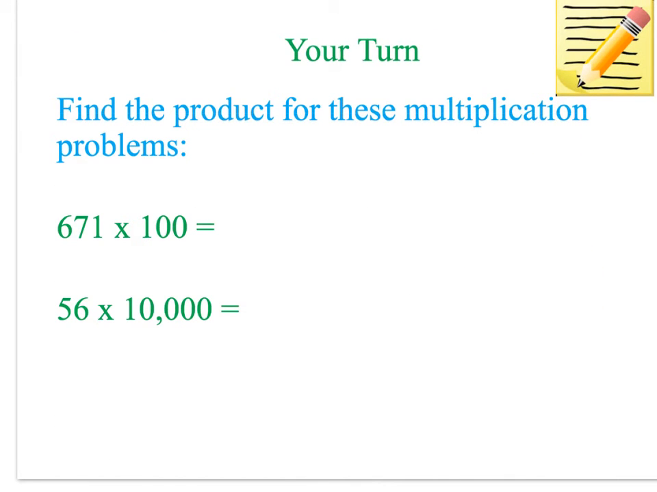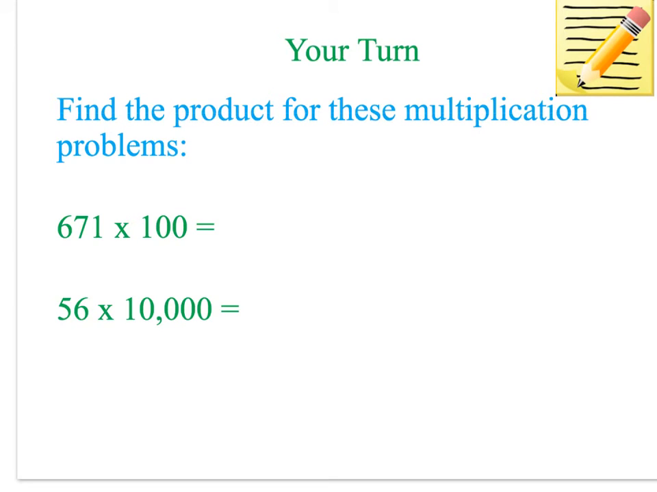All right, now you're going to show me that you know what to do. I want you to find the product for these multiplication problems. Now remember, product means multiply. So using what you've been taught in this video, I want you to pause the video and do this now.